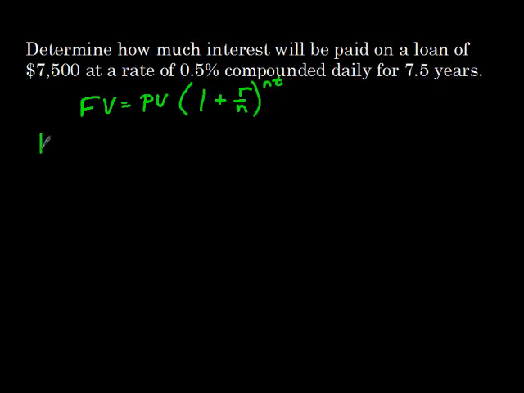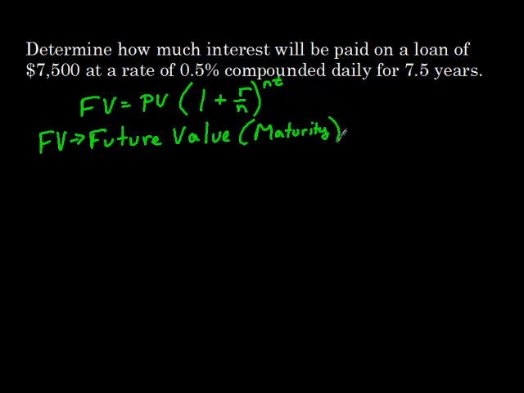The first thing we have here is FV. FV stands for future value. This is how much it's going to be worth down the road. This is usually involving how much you have to pay. It's usually the same thing as your maturity value, which we saw in simple interest. It's principal plus compound interest.